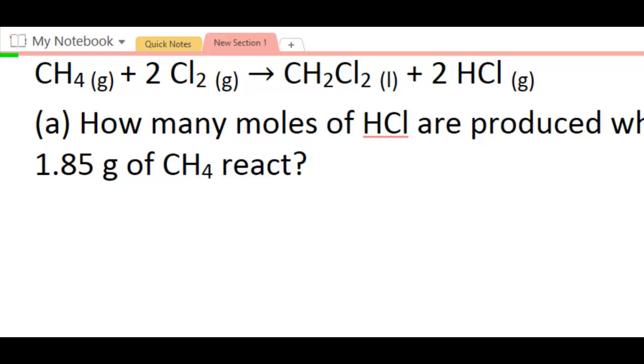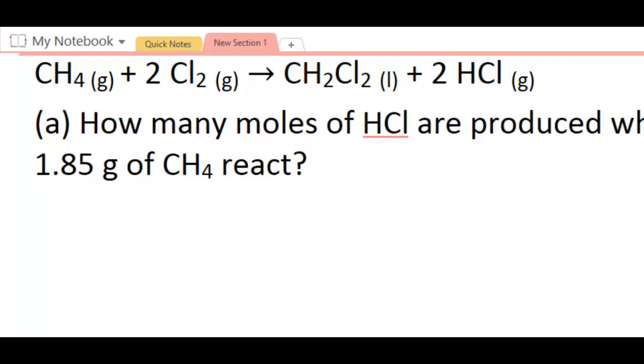In this video, I'm going to show you how to calculate among moles and grams of reactants and products. The balanced chemical equation that we'll use for all three problems, there's a part A, B, and C for this one, is shown at the top there. The first problem says, how many moles of hydrochloric acid are produced when 1.85 grams of methane gas react?